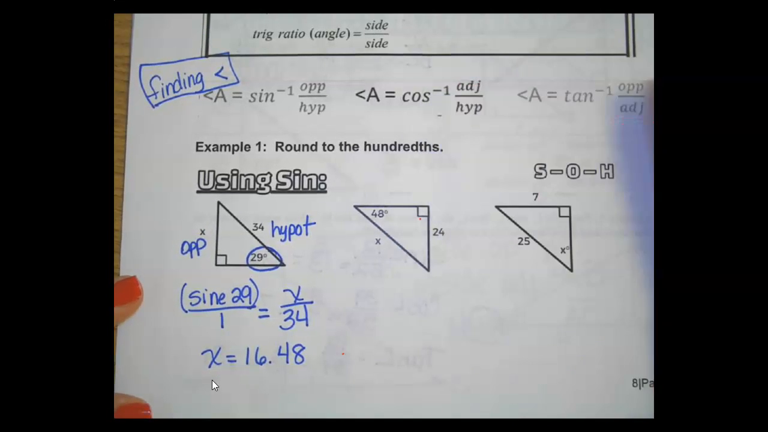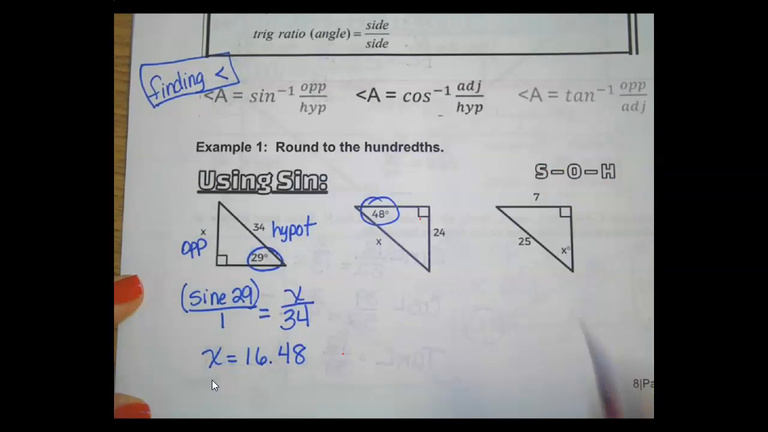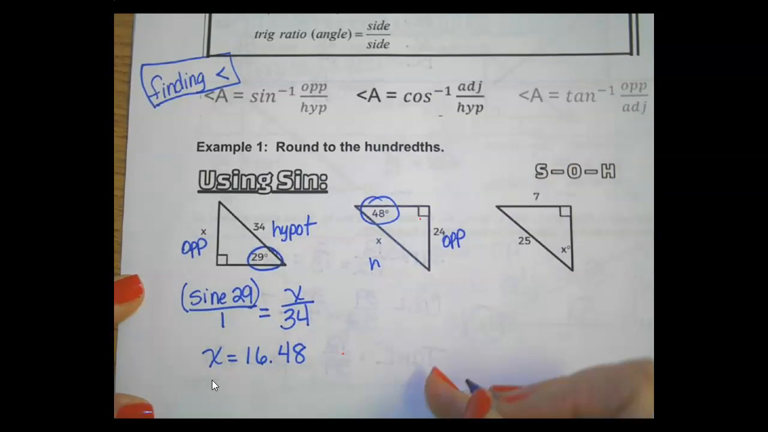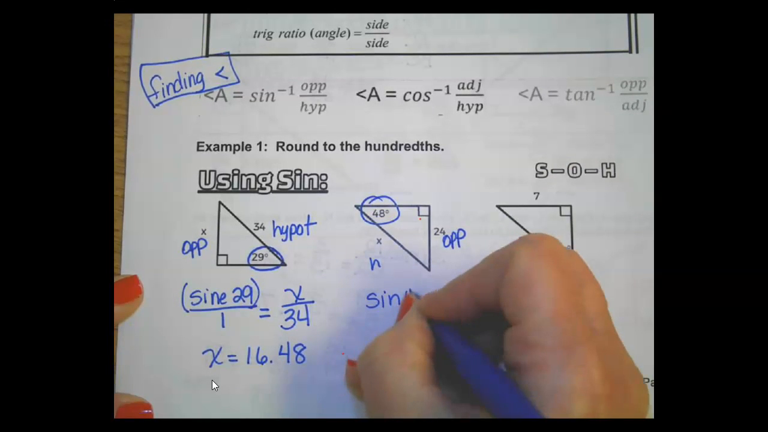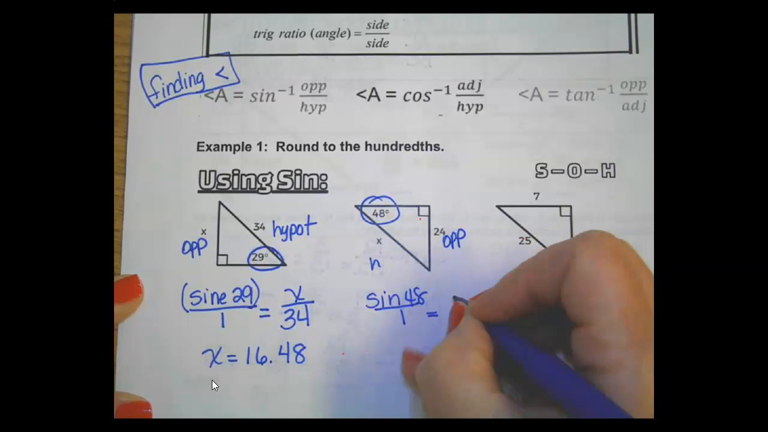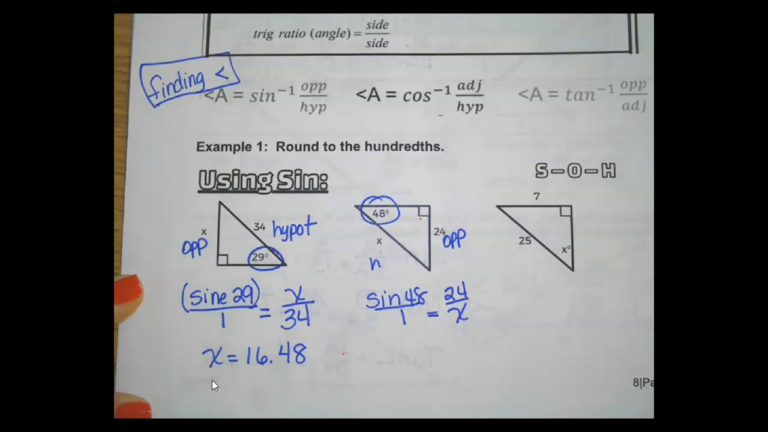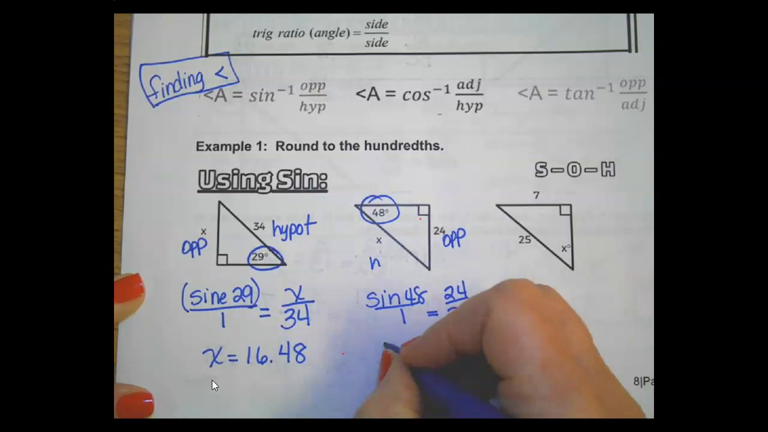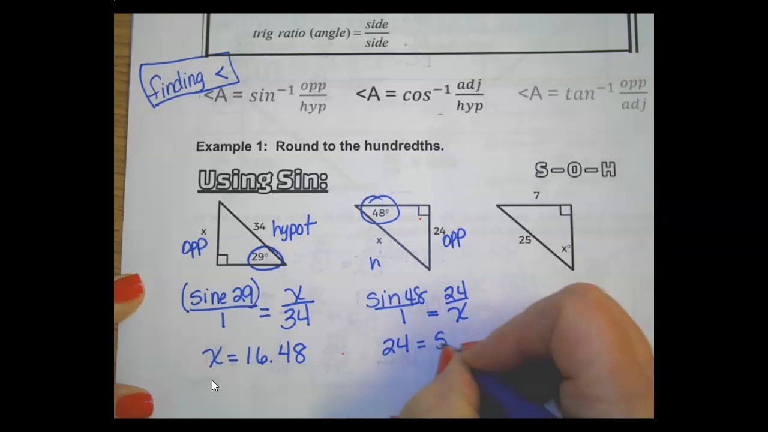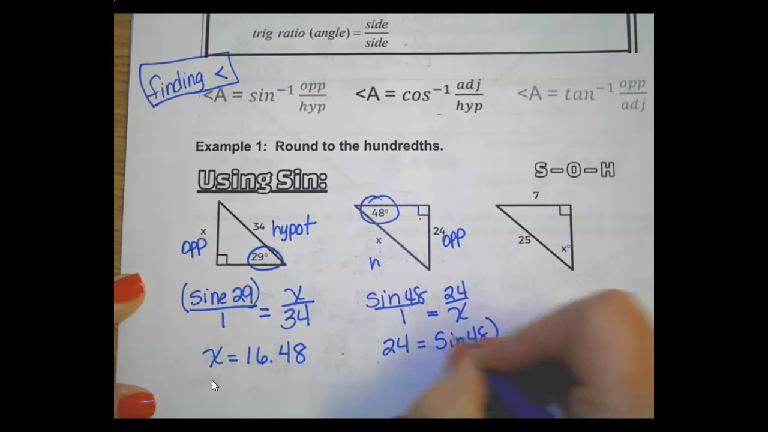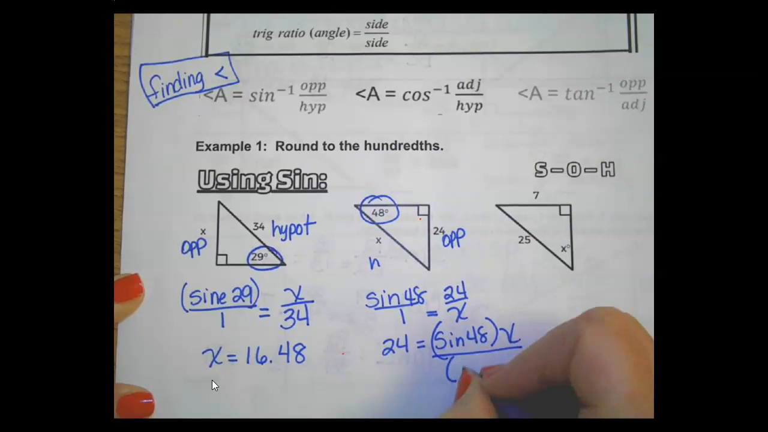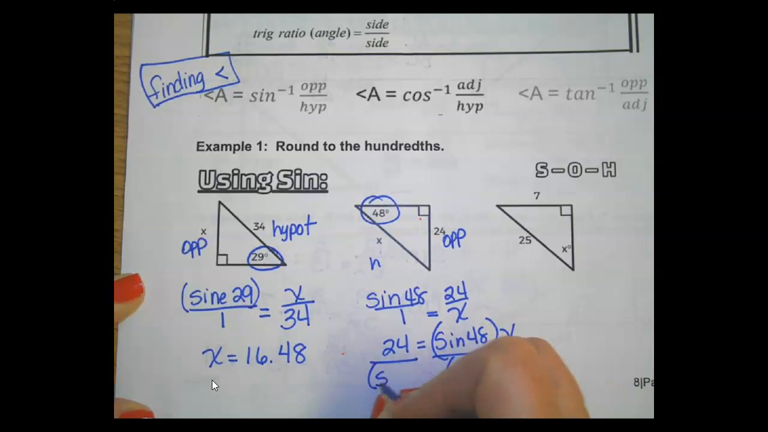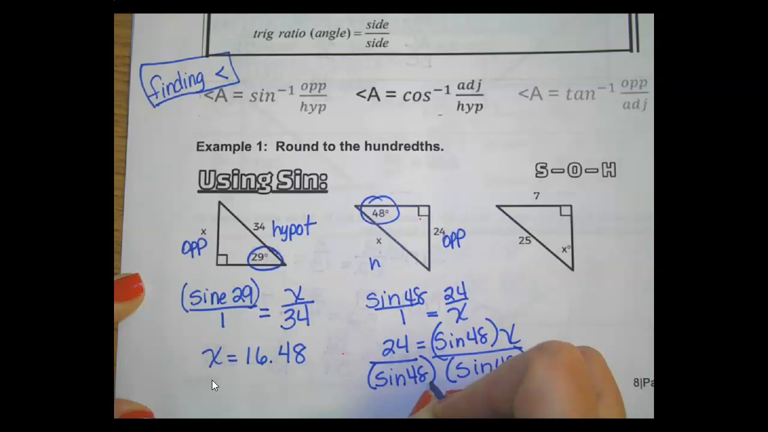Next one, same thing. Let's label. We've got our angle. Here's my hypotenuse, and here's my opposite. So sine 48 over 1 is equal to 24 over x. So we're going to cross multiply. So 24 is equal to sine of 48 times x, divide by the sine of 48, just so you can see how this works a little bit better. You might already know this is how you're going to do it. And then x equals.